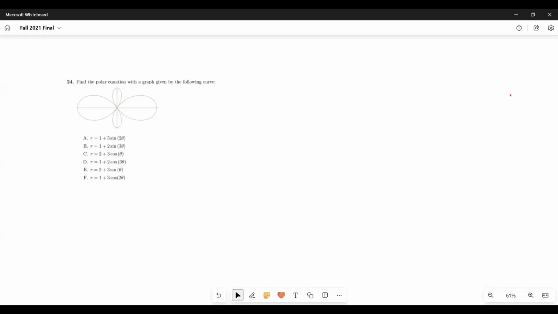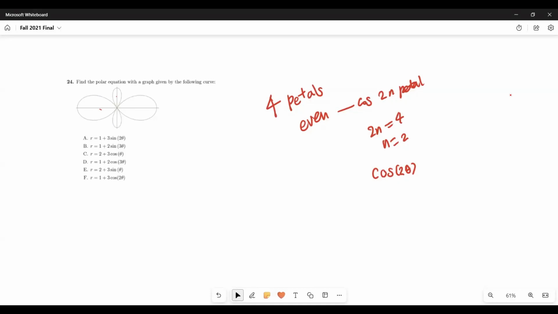Okay, this question asks to find the polar equation of the given curve. If you look at it, there are 4 petals, right? My laptop is somewhat working, it's really overheating. So 4 petals. We also know that if it's an even number, it's going to be the cosine one. And cosine has 2n petals, so 2n is equal to 4, n is equal to 2. That means it's going to be cosine of 2 theta. So that's the only choice, F. So the answer for this question is F.